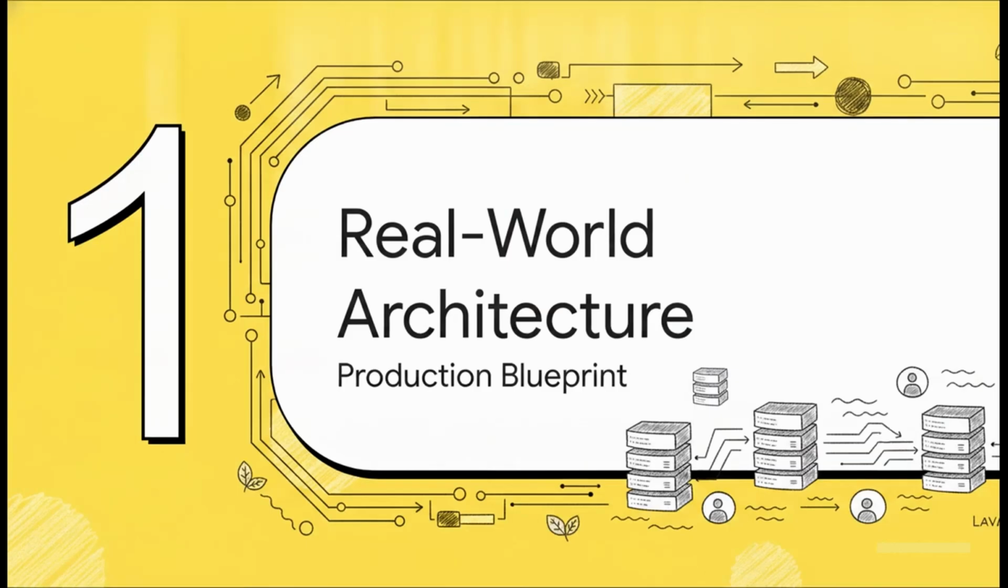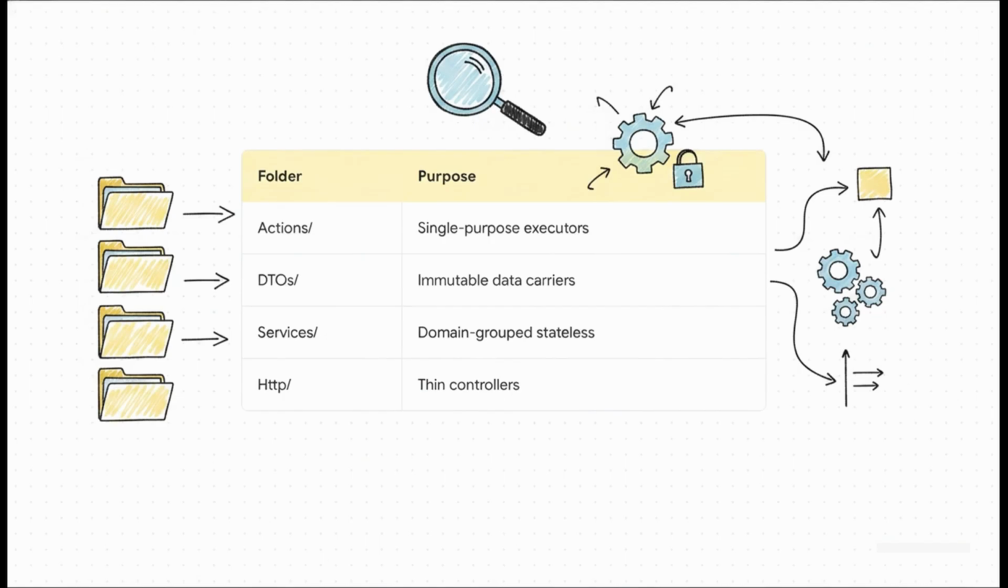So let's fix it. Part 1. Real-world architecture and the production blueprint. What we're talking about here isn't just theory, it's extracted from actual, battle-tested production apps. In a mature Laravel setup, every single folder has a very specific job. Actions are your single-purpose executors. Think of a class just called create_order.